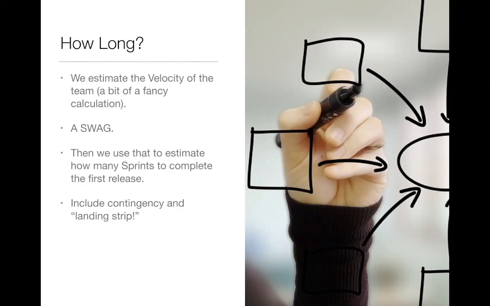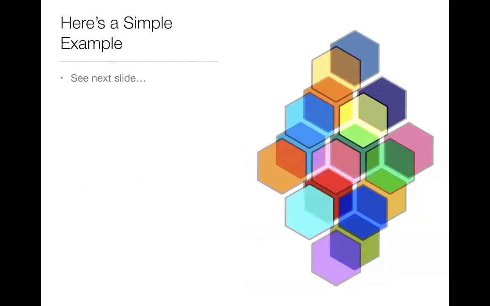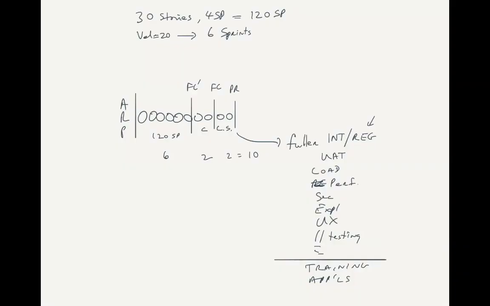And we want to include at this point both the contingency and what I call the landing strip. So I think that's on the next slide. So you see here that we've got 30 stories. We're going to, as a very simple example, assume that each one is 4 story points. So 30 times 4 is 120 story points overall in the first release, of identified stories.